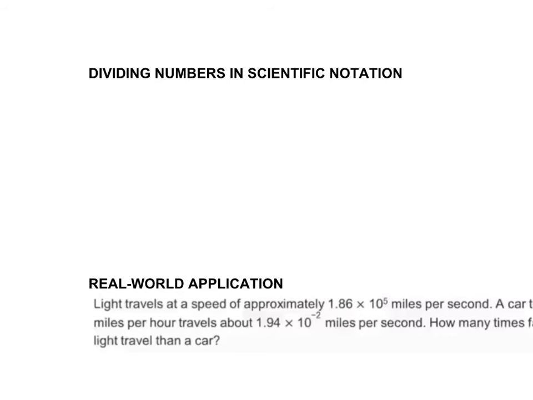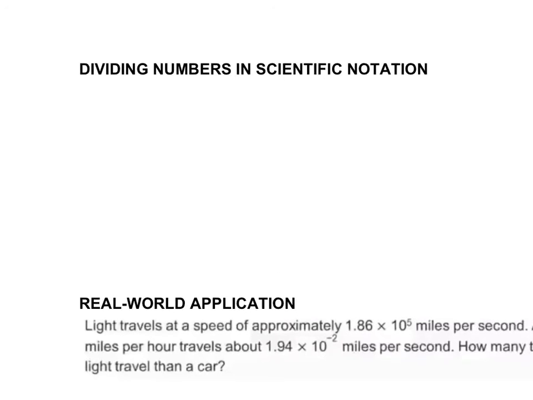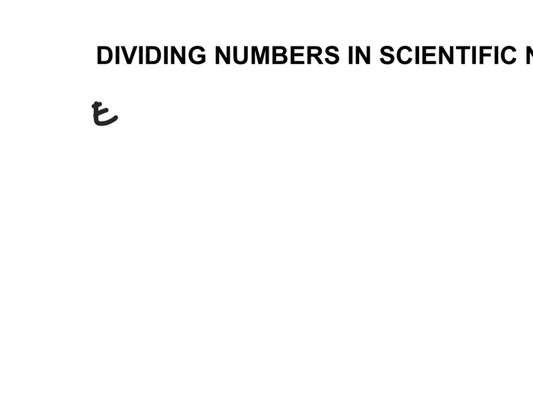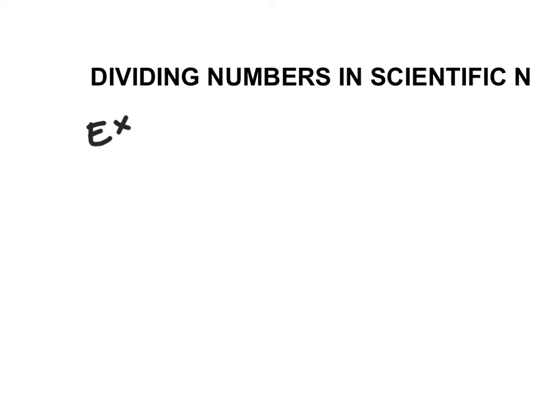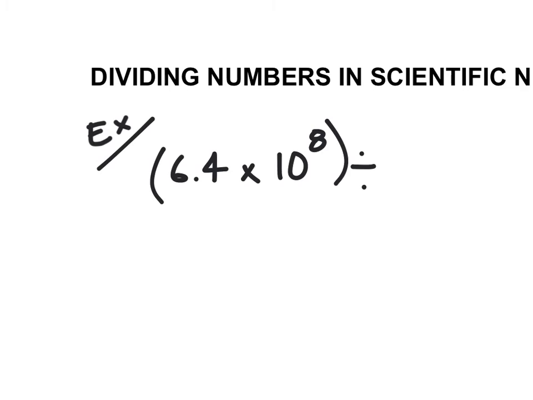All right, next page. Okay, and so on this one, we want to divide numbers in scientific notation. So let's just write down an example. Okay, and this is going to be very, very similar to what we just did with multiplying numbers in scientific notation, I mean. And so let's think of this. Let's do 6.4 times 10 to the, I guess, 8th power. And we're going to divide that number, so this whole number, divided by 8.2 times 10 to the 4th.